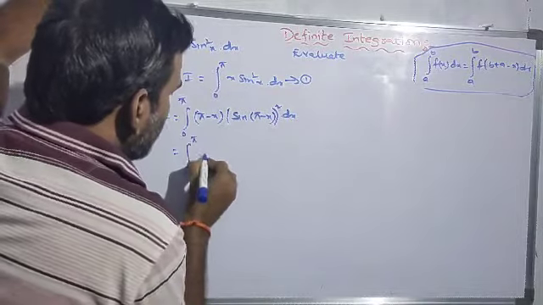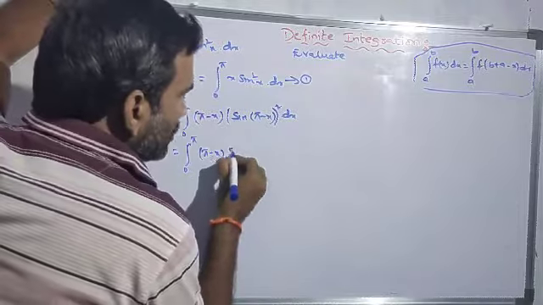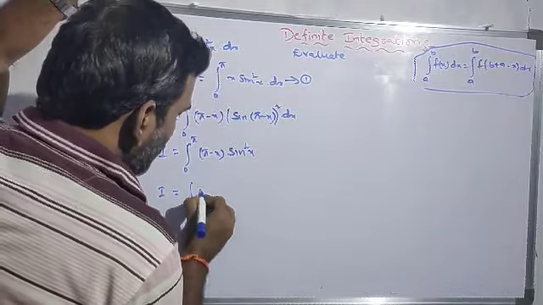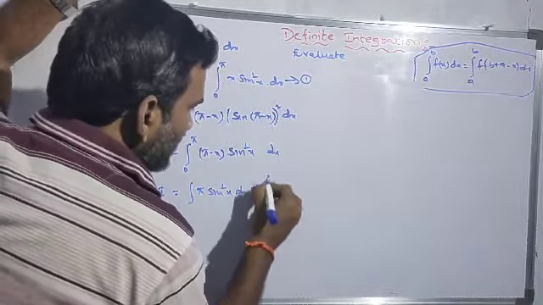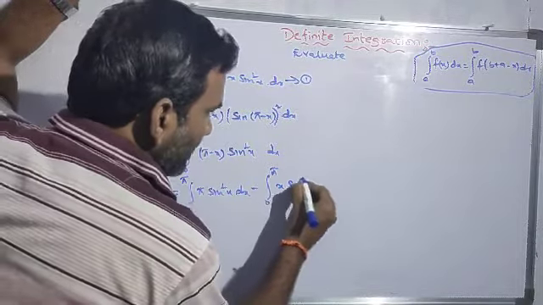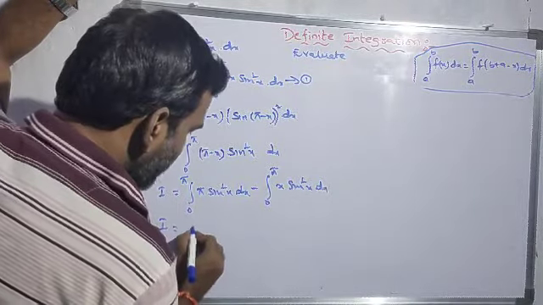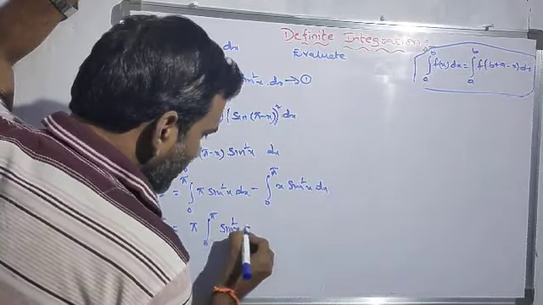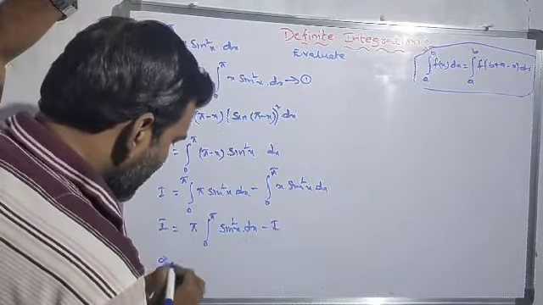So the integral from 0 to pi of pi minus x, sine of 180 minus theta is sine theta, so here also I am taking sine square x. So I equal to pi into sine square x dx minus the integral from 0 to pi of x sine square x into dx. So I equal to, taking pi outside, the integral from 0 to pi of sine square x into dx minus I. This is also I. You just take this value here.